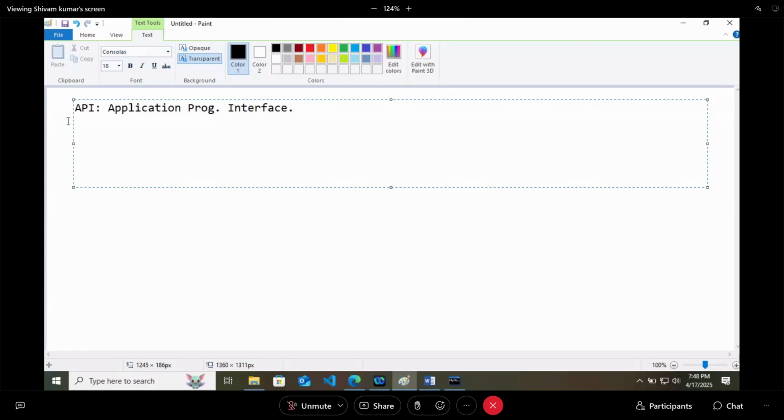Now, what is the work of this API? So the first work of this API is to make a connection between two different technologies or programming languages. What it will do? It will make a connection between two different technologies or programming languages.